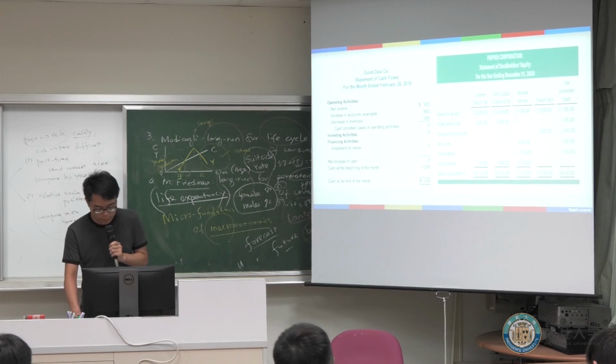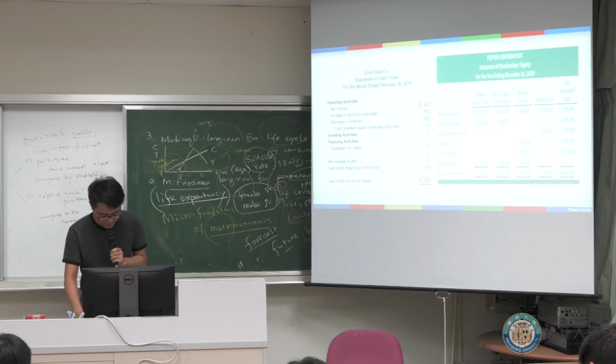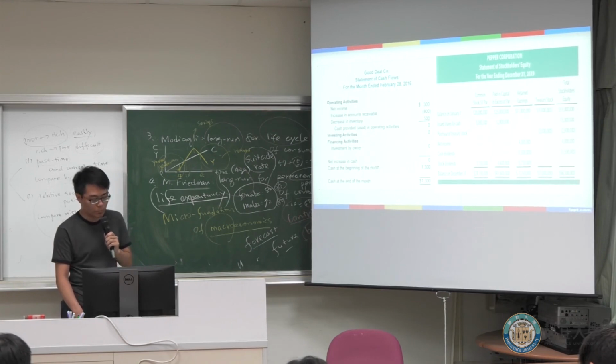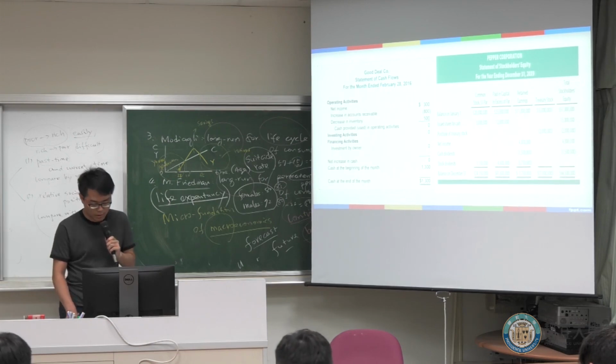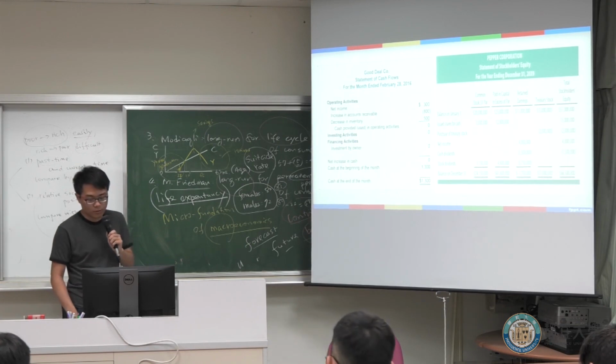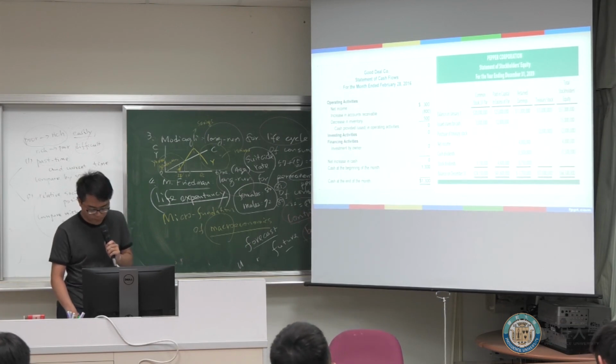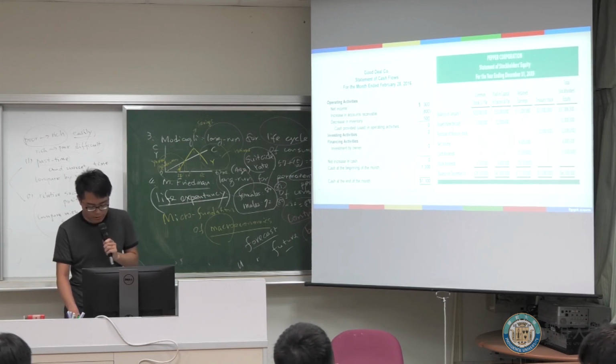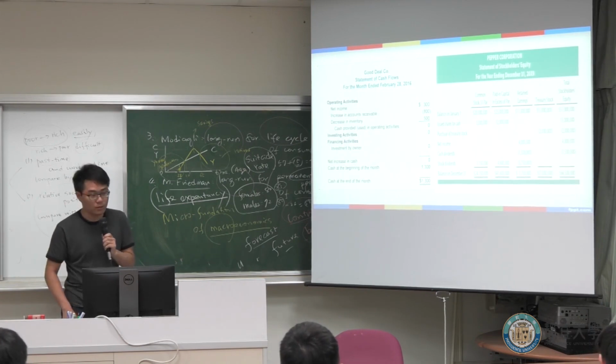The statement of equity is a financial statement that shows all the changes of stockholders' equity accounts during the same period as the statement of cash flows and the income statement. And in the statement of stockholders' equity, it also includes the amount of comprehensive income that is not reported in the income statement.